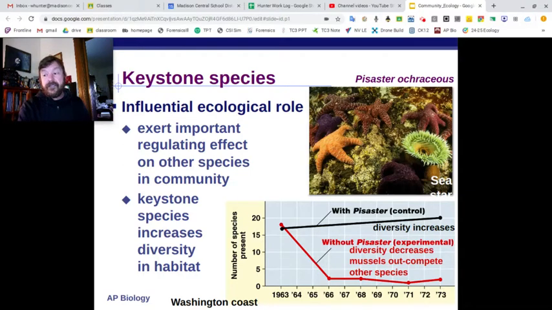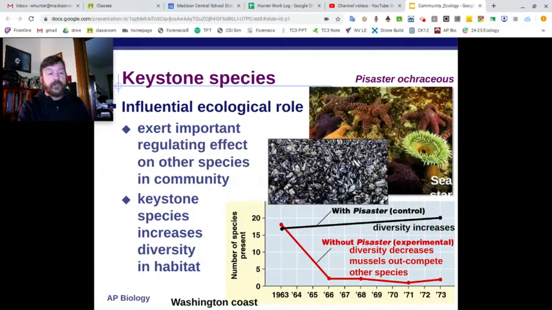Pisaster is the sea star that lives off the coast of Washington and Oregon. In that habitat, Pisaster would go around and eat the mussels to keep the mussels from outcompeting other organisms in the ecosystem. So when you had Pisaster, the species richness stayed high, but when you took Pisaster away, the mussels, they look a lot like zebra mussels, quickly overgrew the entire ocean floor, and that's not good. And this is what they look like.